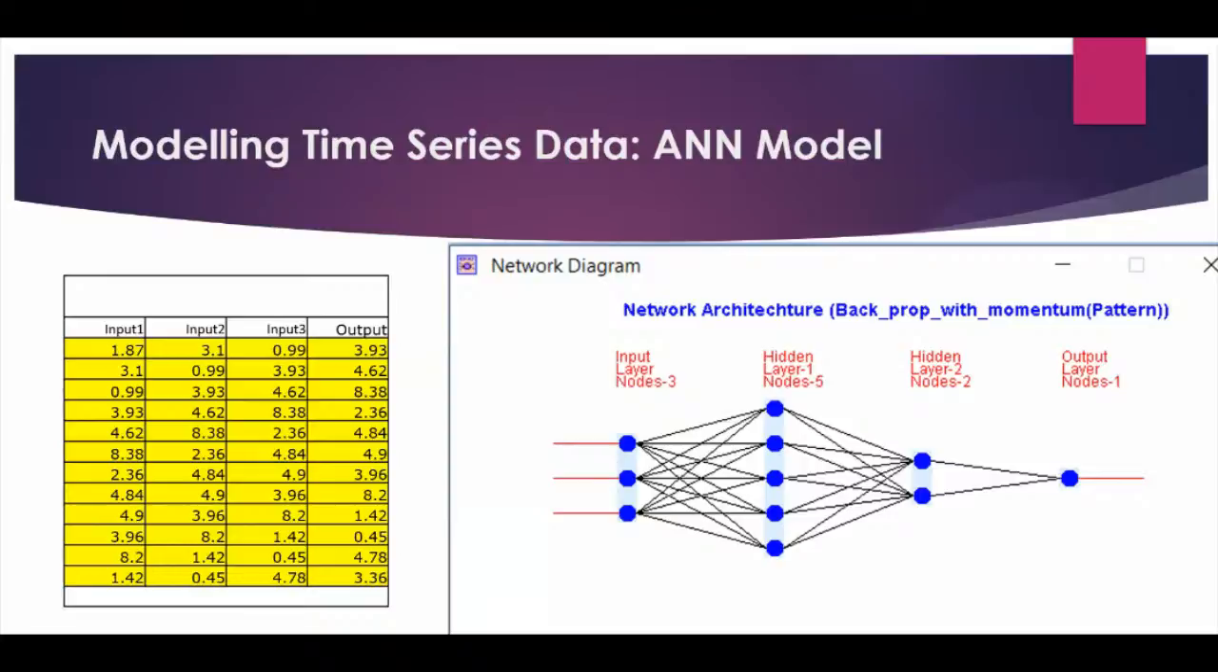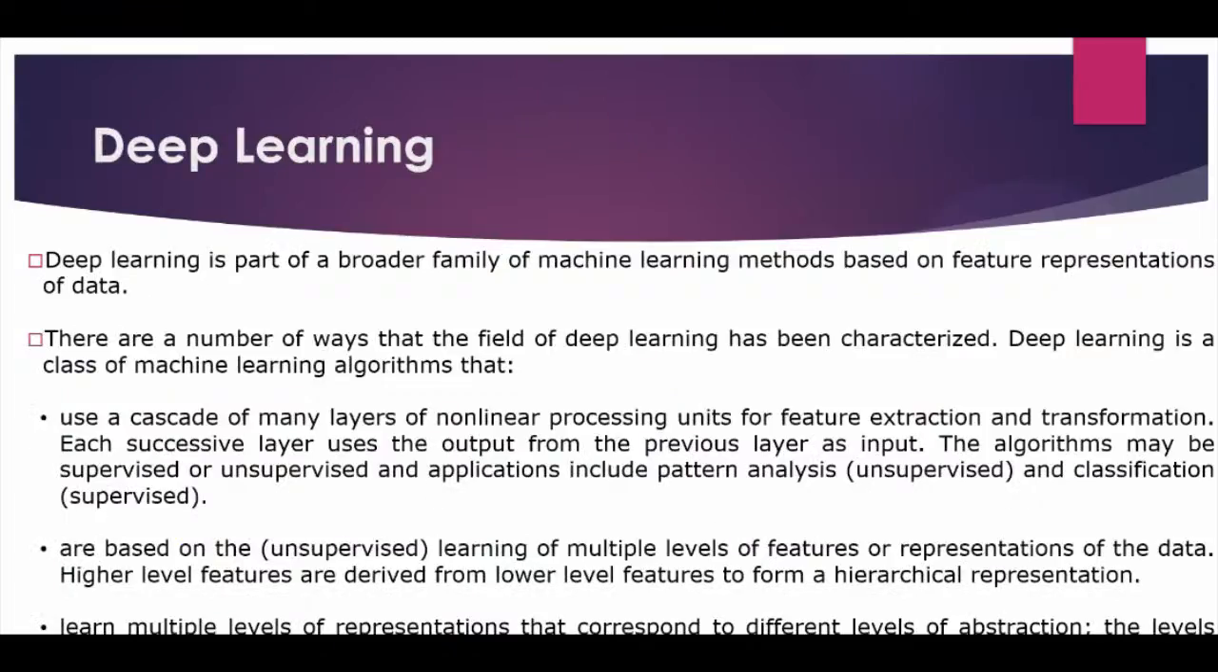They are based on unsupervised learning of multiple levels of features or representations of data. Higher level features are derived from the lower level features to form a hierarchical representation. They learn multiple levels of representation that correspond to different levels of abstraction, the levels forming a hierarchy of concepts. Okay, so what is this?